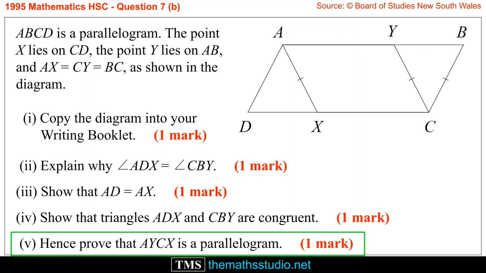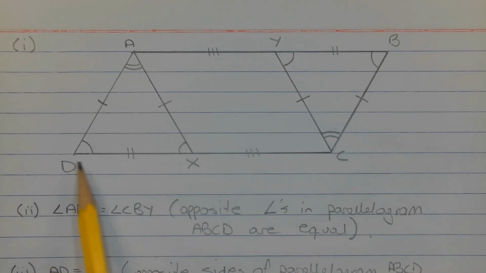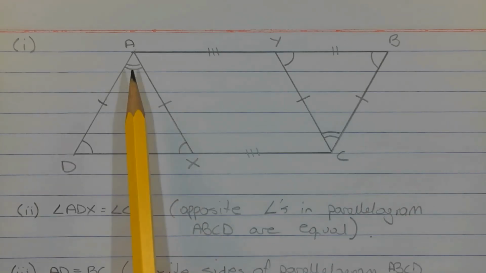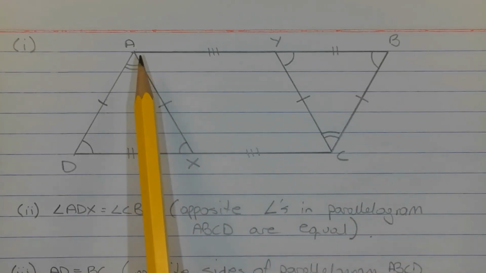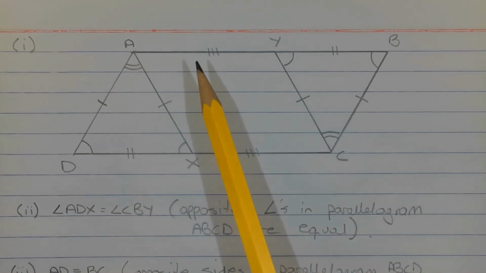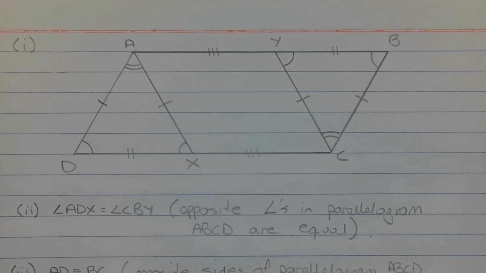Part 5. Hence prove that AYCX is a parallelogram. Firstly, BY equals DX, and that's because they are corresponding sides of congruent triangles ADX and CBY, which was proven previously. Next, AB equals DC, and that's because they are opposite sides of parallelogram ABCD. Hence, AB minus BY, which is equal to AY, is equal to DC minus DX, which is equal to XC. So that implies again that AY equals XC, and I've marked those two sides appropriately with the triple dashes.